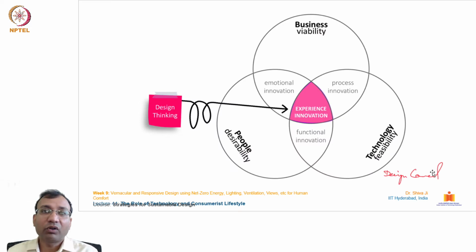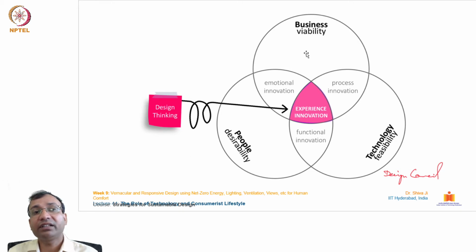So in an overall sense, what is this innovation thing? Some agencies, researchers, and designers have given some models bringing innovation into a structured format. One of them is given over here.